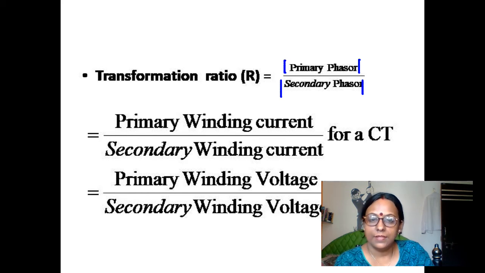There are some important ratios in instrument transformers, and these are very important. First one is the transformation ratio. What do you mean by transformation ratio? Transformation ratio is the ratio of primary phasor by secondary phasor. For a CT, it is the ratio of primary winding current by secondary winding current, and for a PT, it is primary winding voltage by secondary winding voltage.